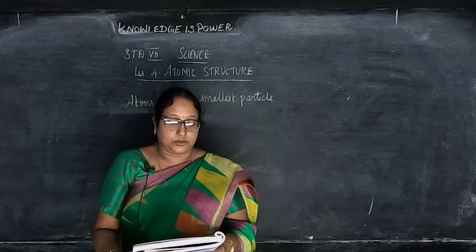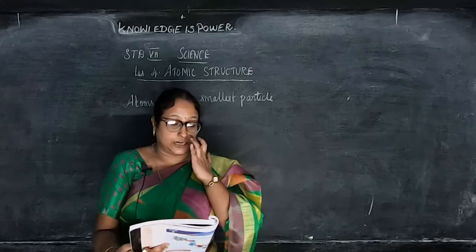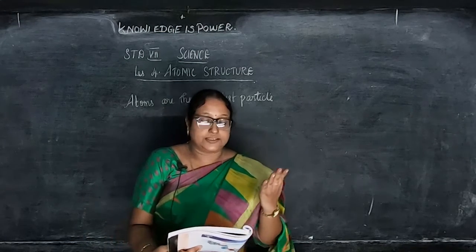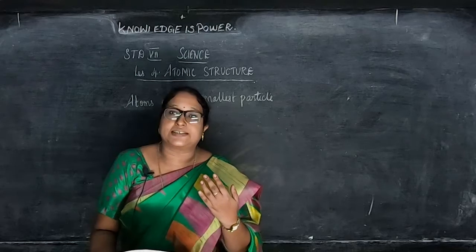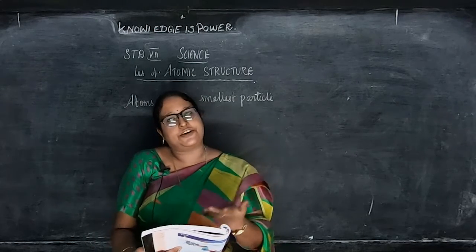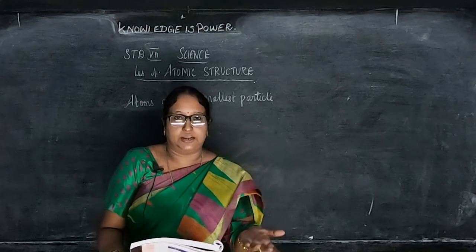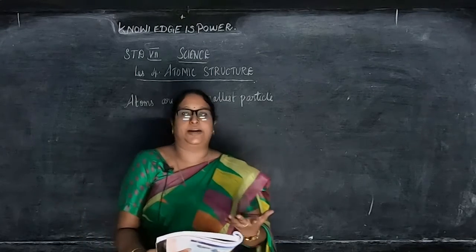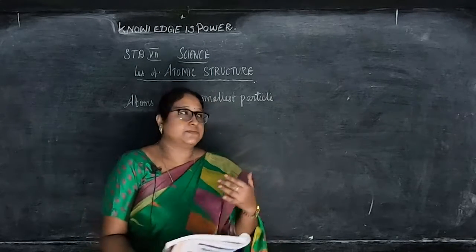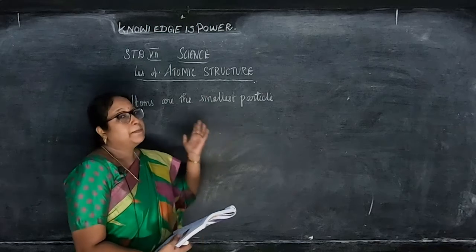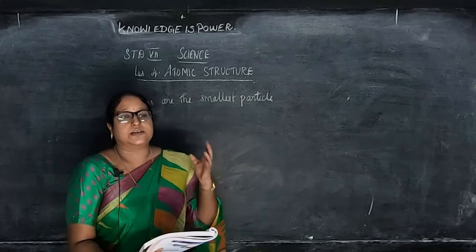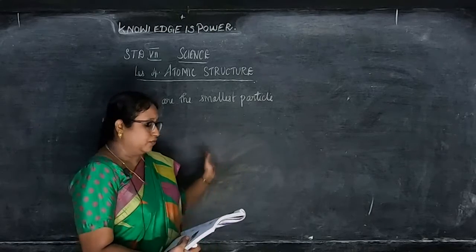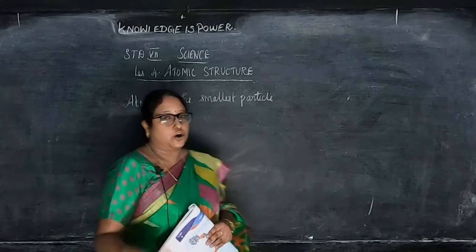Now first we'll see about the atomic theories. Before that we'll revise once again, children, that matter is made up of molecules and molecules are the combination of atoms. They may have different elements or the same element also. For example, I said table, chair, whatever is around us is made up of atoms. And atoms are the smallest particle and we cannot even see them under the microscope. Now we are going to see first about the atomic theories.